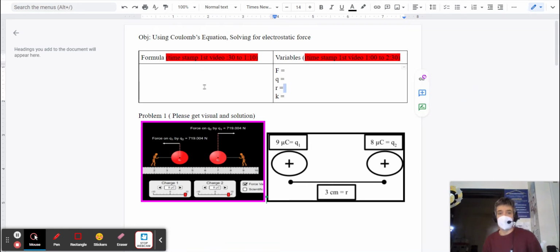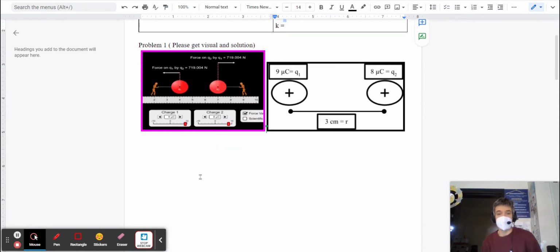And here's where you're going to put the formula. Here's where you're going to put the variables, what they stand for. I'll write it all down in a second. I'd get one of these visuals and I'd get the solution to it on your note sheet.